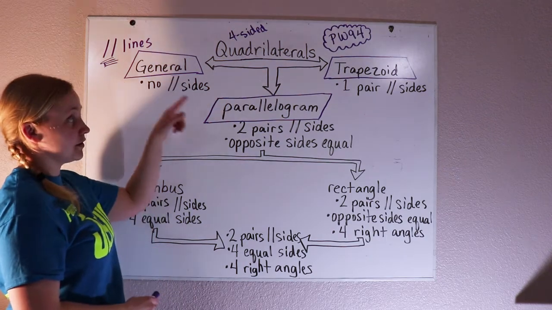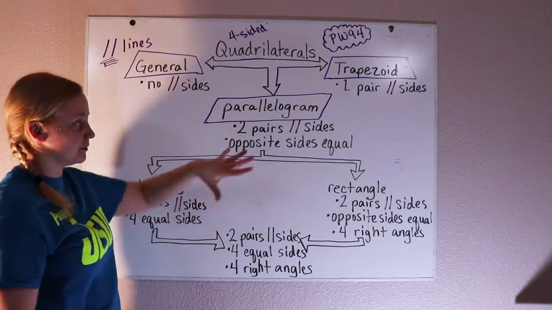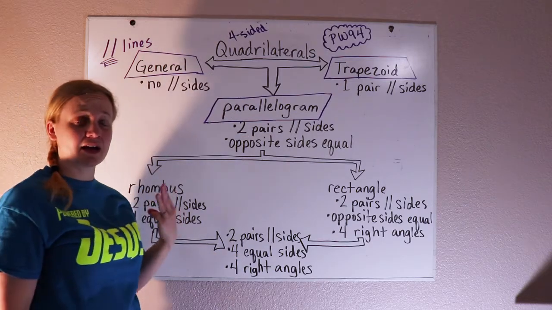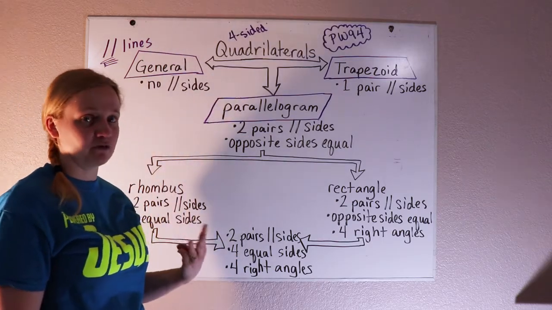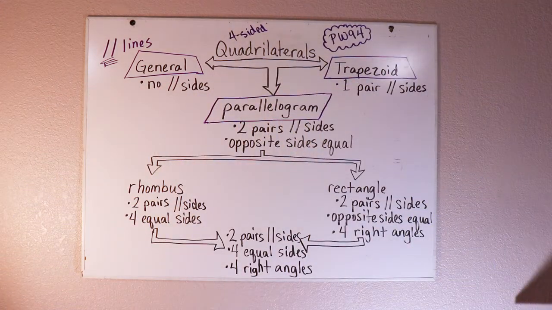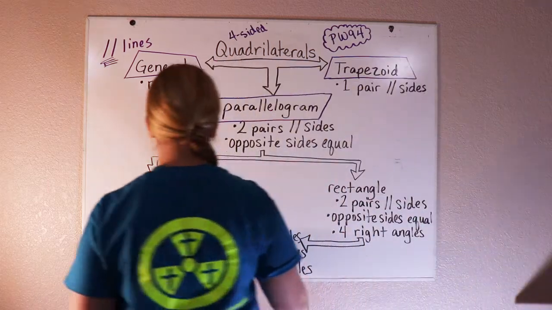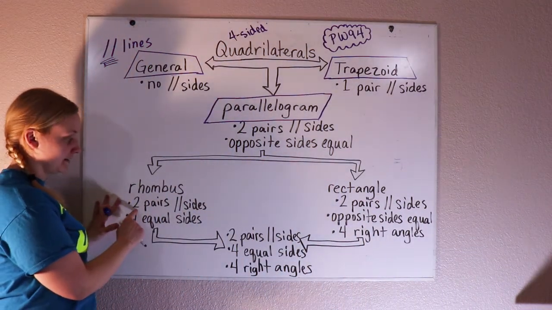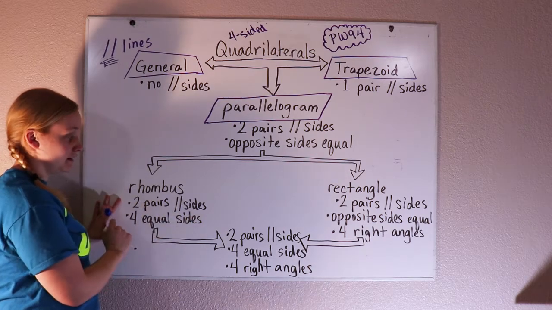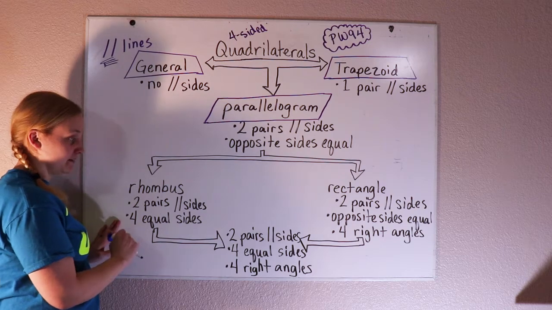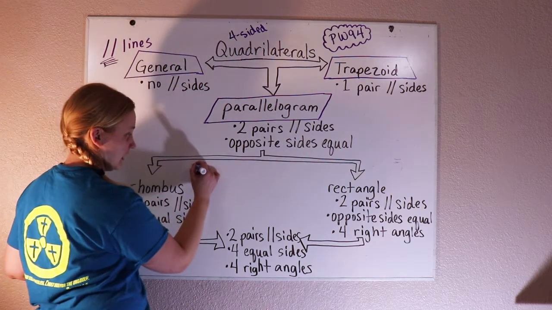Now, those are the three main types of quadrilaterals, but you'll see this whole chart gets bigger when you get to parallelograms because there are three other classifications of parallelograms. I'm going to switch colors for you. The rhombus is a parallelogram because it has two pairs of parallel sides, and the opposite sides are equal, but actually in a rhombus, all four sides are equal in length.